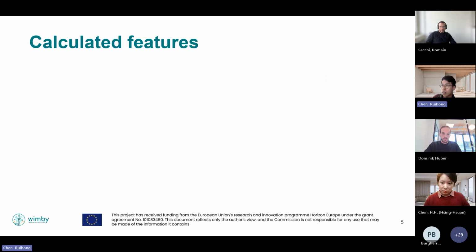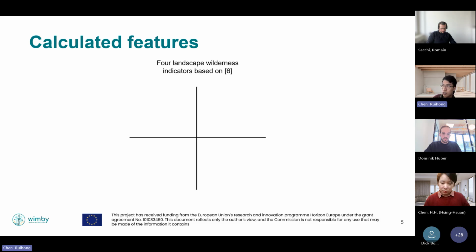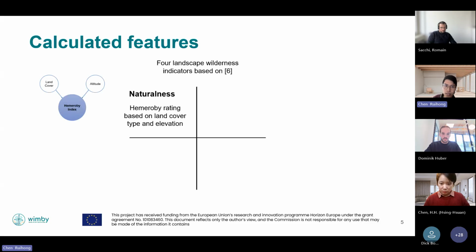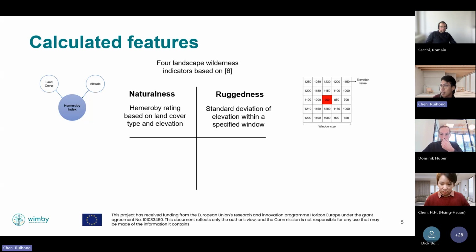And next we'll talk about the features. First are the calculated features. Basically we use four wilderness indicators based on a landscape study in Switzerland. The first one is naturalness, which is basically a rating of the land cover and the altitude, of how natural that land cover is. Then ruggedness is basically the standard deviation of elevation within a specified window, so how fast the terrain changes.